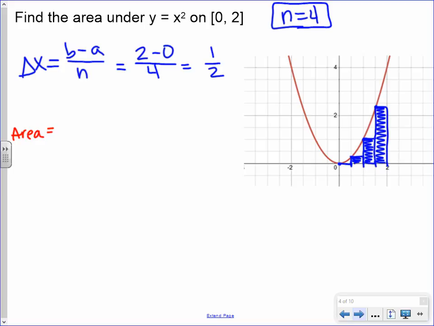What's the width of each of these rectangles? 1/2. That's that change in x. That's the width of all of our rectangles. So this first rectangle goes from 0 to 1/2. Since we're talking about a left endpoint, the height is going to be the function value at 0.